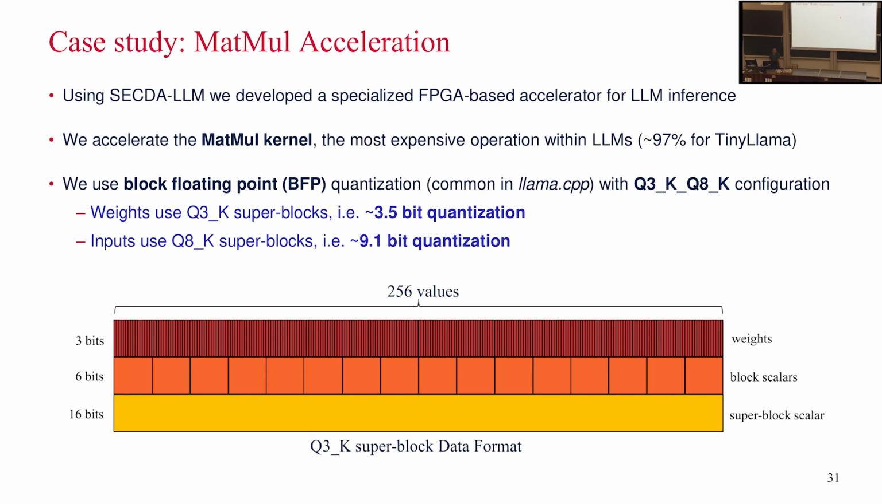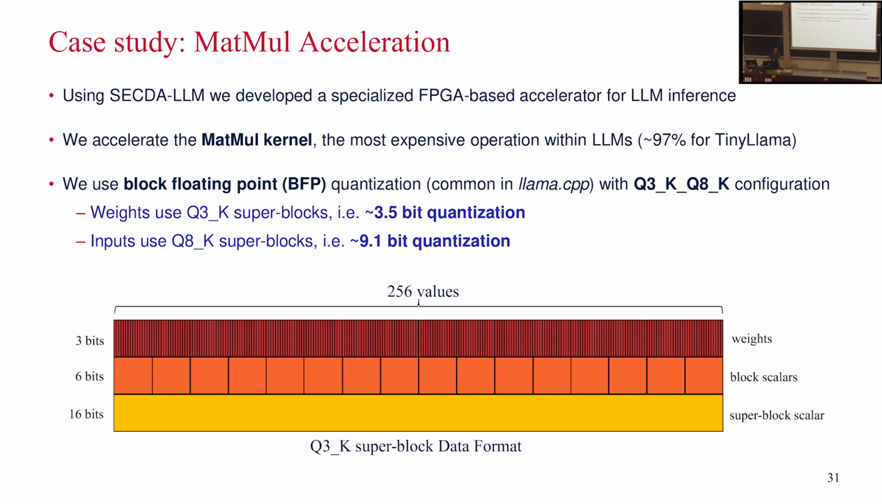For this particular case, what we accelerated was the matmul operation, because for the model that we use as a proof of concept, TinyLlama, 97% of the computation is matmul. So it's a good model to accelerate. As I mentioned before, Llama CPP provides a lot of quantization schemes, and we were using one called block floating point quantization. Particularly, we use the Q3K, Q8K configuration.